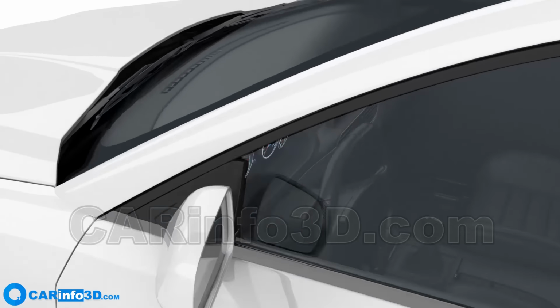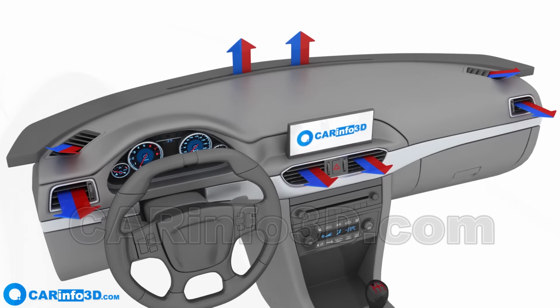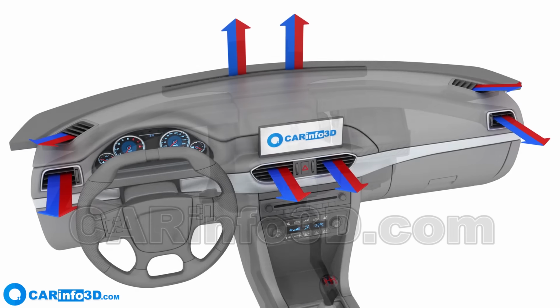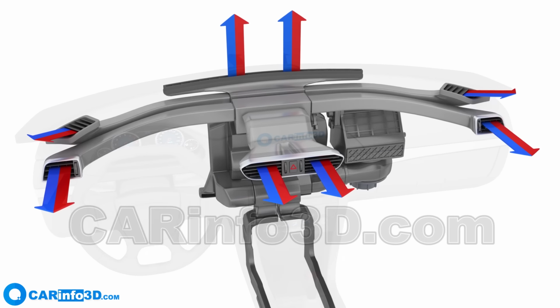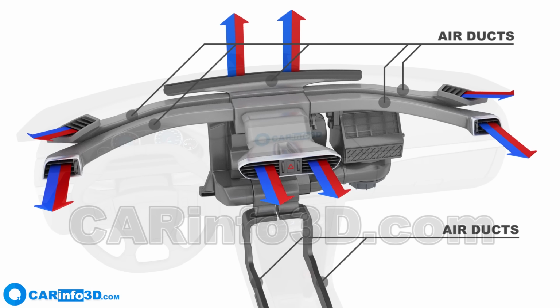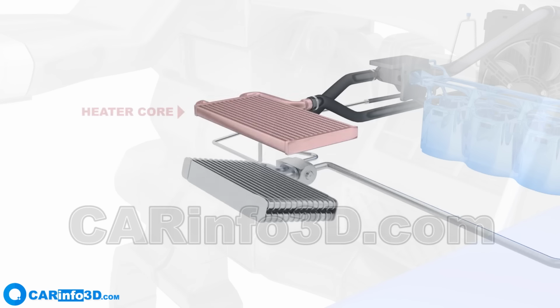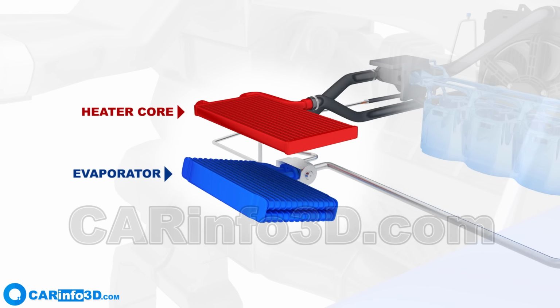Vehicles utilize air conditioners and heaters to cool and heat the interior in order to maintain a comfortable climate inside a car. Behind the dashboard, air ducts and the heater housing are located. The housing contains a heater core and a radiator that provides cold air, known as the air conditioning evaporator.